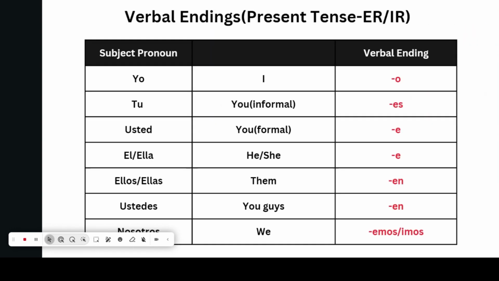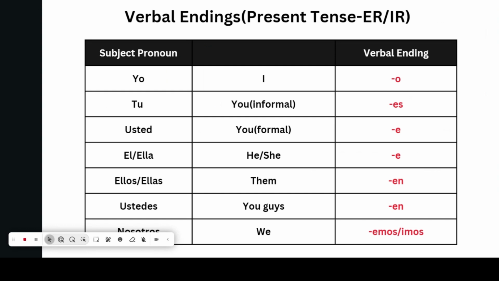Now we have to learn verbal endings for present tense verbs in the ER and the IR type. The good thing about the ER and IR is that they share all verbal endings except nosotros.